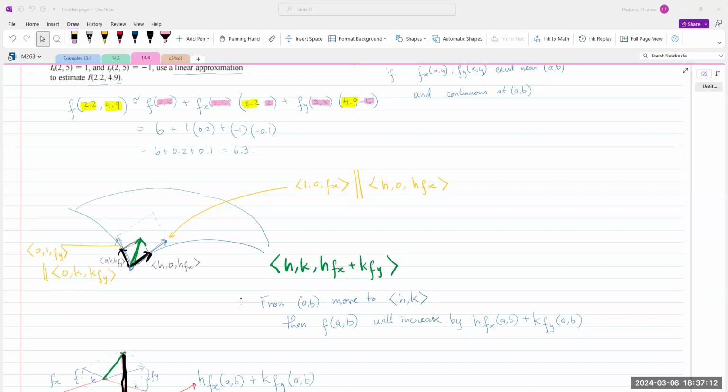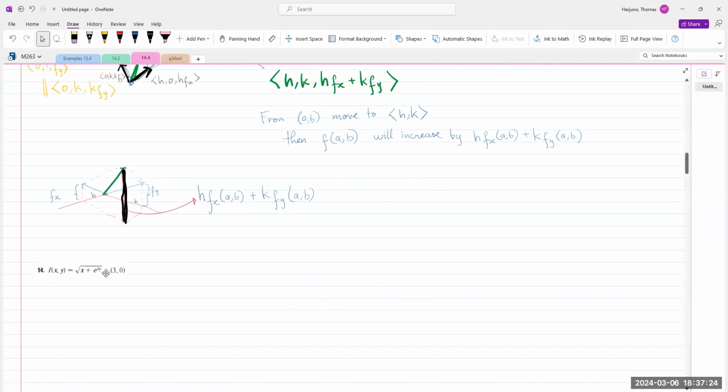Or maybe I pick number 14. The question is, find the linearization. Linearization. Okay. Basically, we want to find the linear approximation of that function f at x, y.